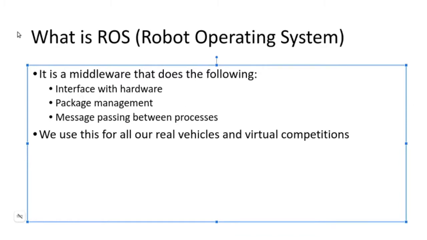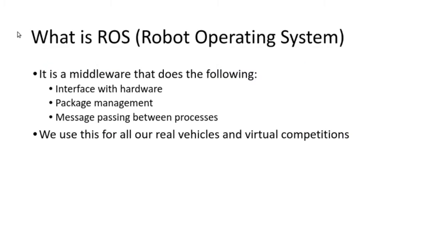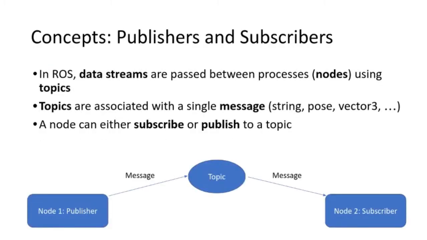And ROS is important because we use it to program all of the robots that we have and all of the simulations that we use for all of the virtual competitions as well. One of the most important concepts in ROS is the concept of publishers and subscribers. Essentially in ROS, data streams are passed between different processes, and these processes are referred to as nodes.